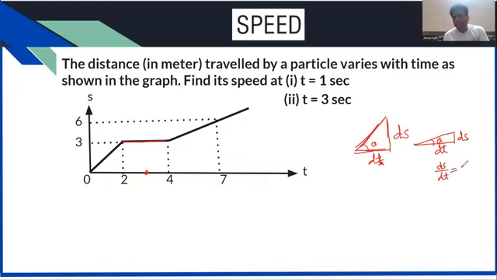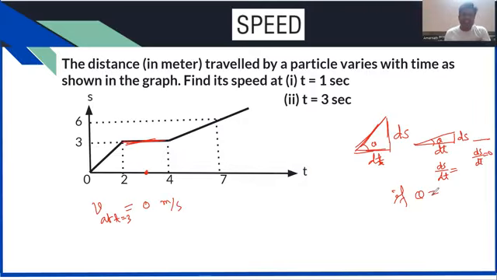If the graph is horizontal only, it means there is no perpendicular part. So ds by dt will be 0 only. It is tan theta, and tan 0 is 0. If theta is 0, it means at this position the slope is 0. So the speed at t equal to 3 is 0. It means the particle is stationary.